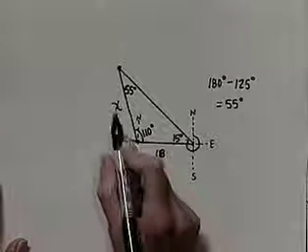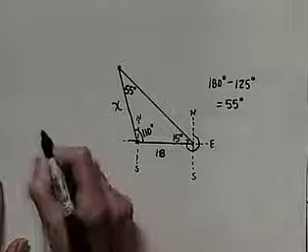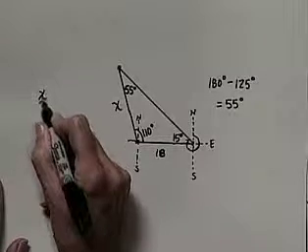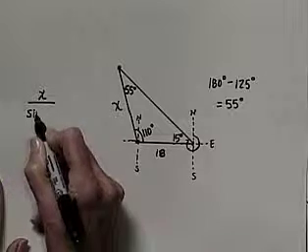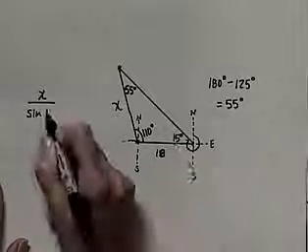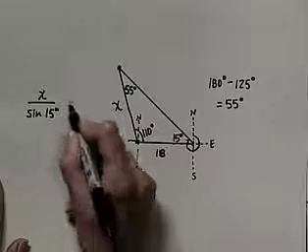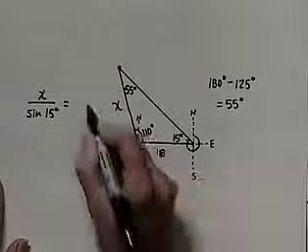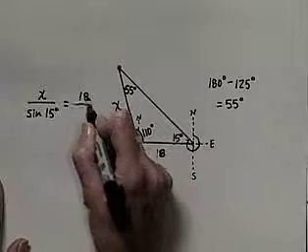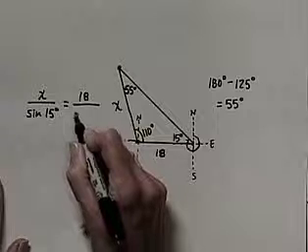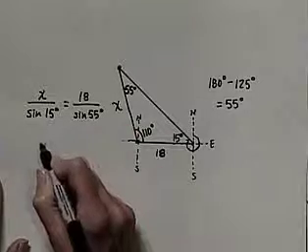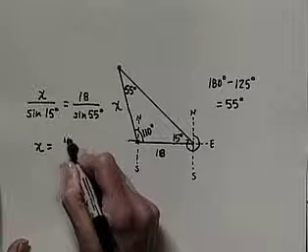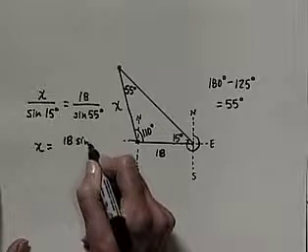We can write down that this is, since this is what we're looking for, x divided by the sine of the angle opposite x, which is 15 degrees, is going to equal 18, the given length, divided by the sine of the angle opposite that length, which is the 55 degrees. We can solve for x in the manner similar to the ones that we used earlier.